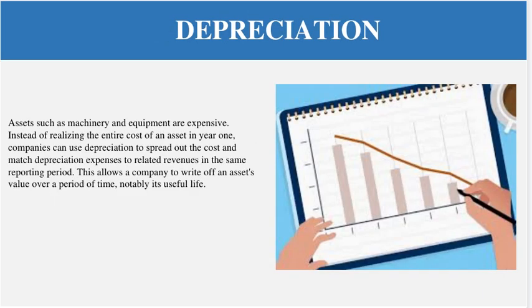Basically, friends, assets such as machinery and equipment are very expensive. Instead of realizing the entire cost of an asset in 1 year, companies can use depreciation to spread out the cost and match depreciation expenses to related revenues in the same reporting period. This allows a company or organization to write off an asset's value over a period of time, notably its useful life.